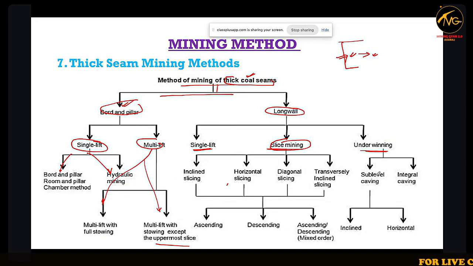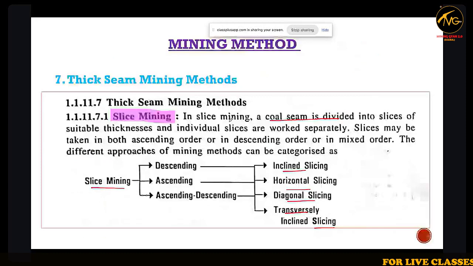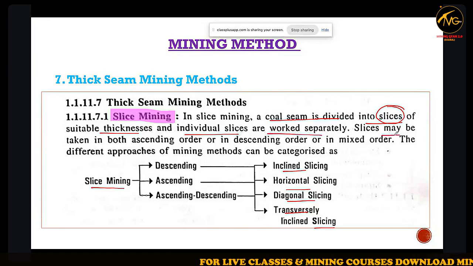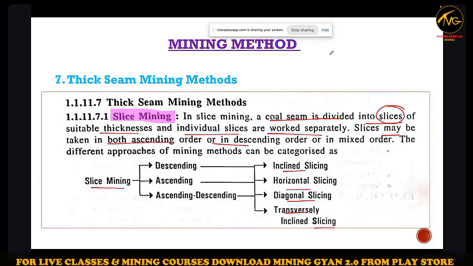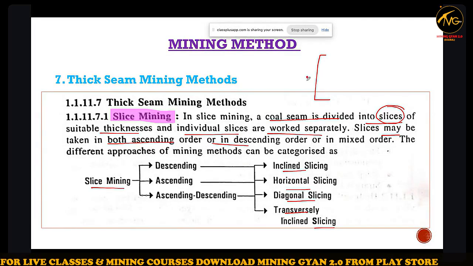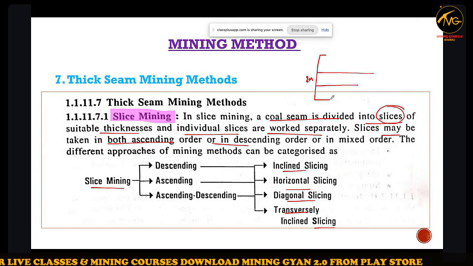I have written the coal seam is divided into two slices. Into two or more slices of suitable thickness, and individual slices are worked separately. Slices may be taken in both ascending order or descending order. In the slice method, your coal seam is very thick, say 8 meters, so they will divide it into slices.